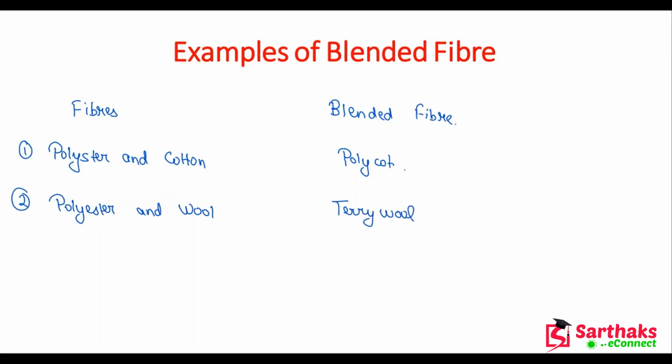And the third, when cotton and wool are mixed. Cotton and wool are both natural fibers, and when they are mixed, it forms a blended fiber called cotswool. So these are the examples of blended fiber, and we are going to discuss each one of them in detail.